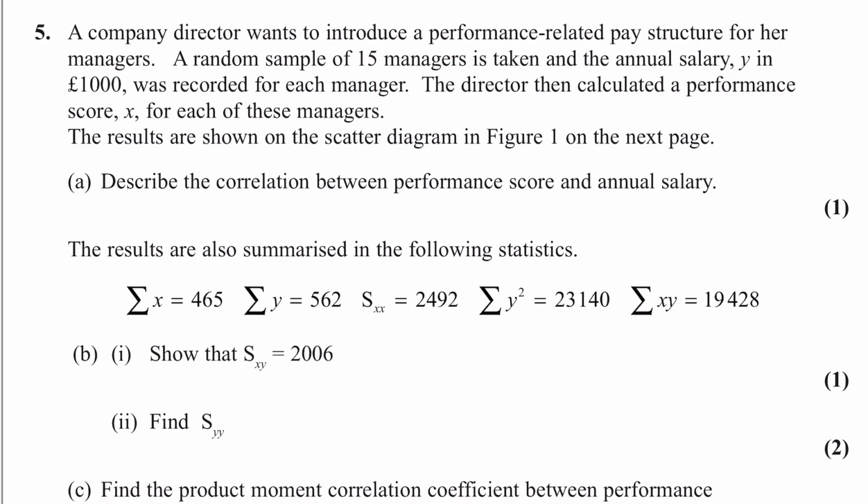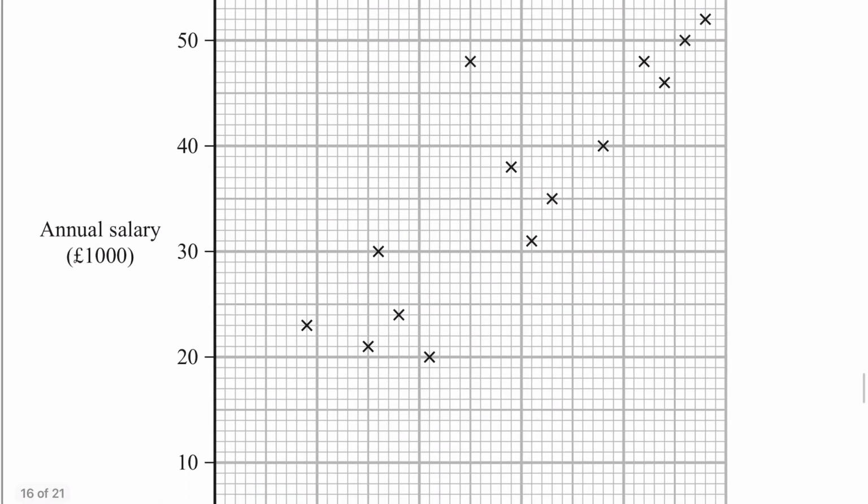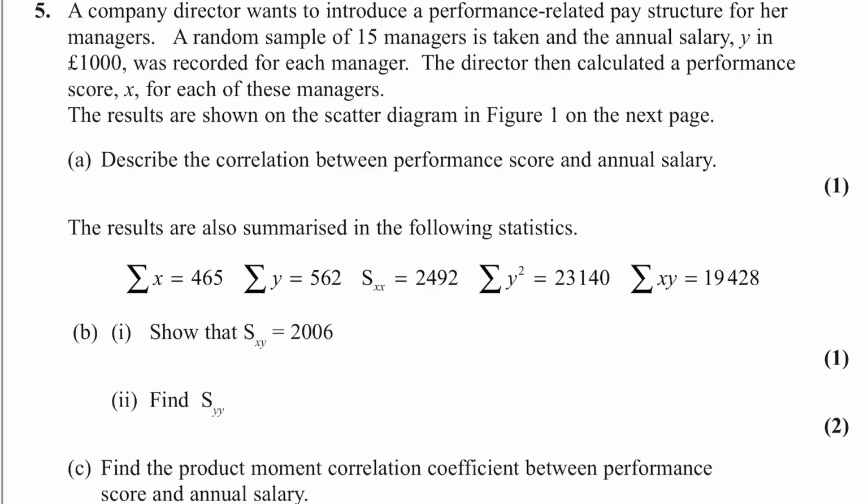Here is problem 5. A company director wants to introduce a performance-related pay structure for her managers. A random sample of 15 managers is taken, and the annual salary was recorded for each manager. The director then calculated a performance score for each of these managers. The results are shown on the scatter diagram in Figure 1, which is right here. And we have to describe the correlation between the performance score and annual salary.